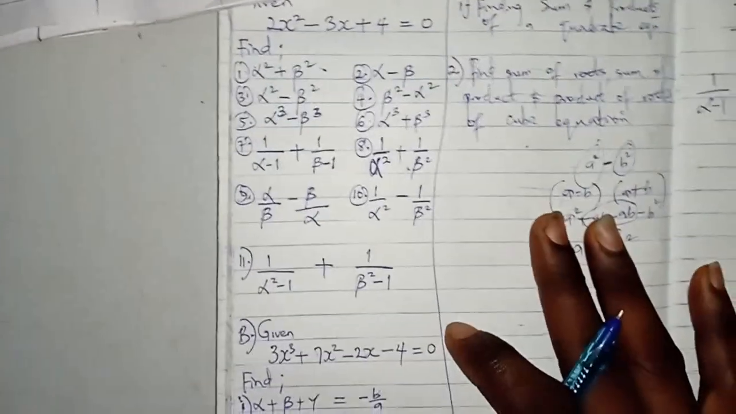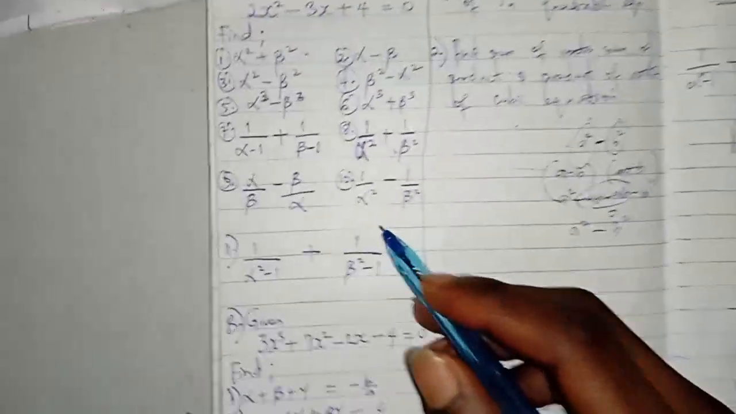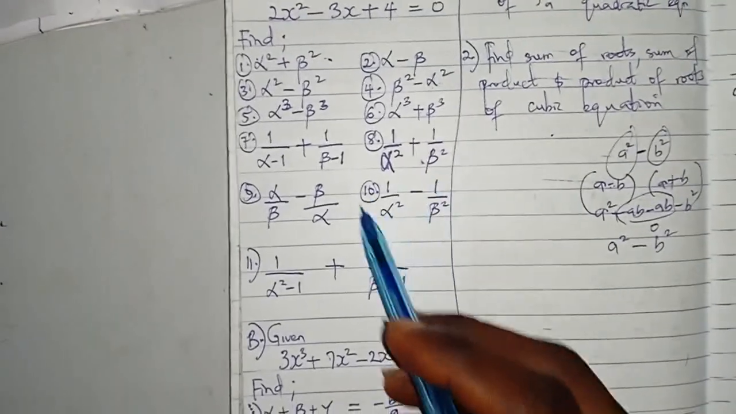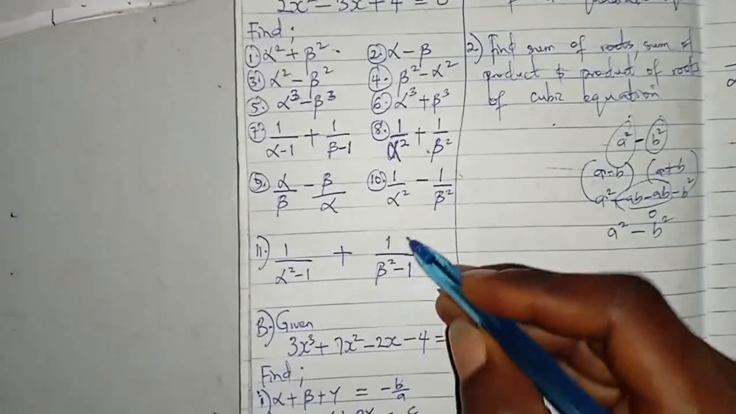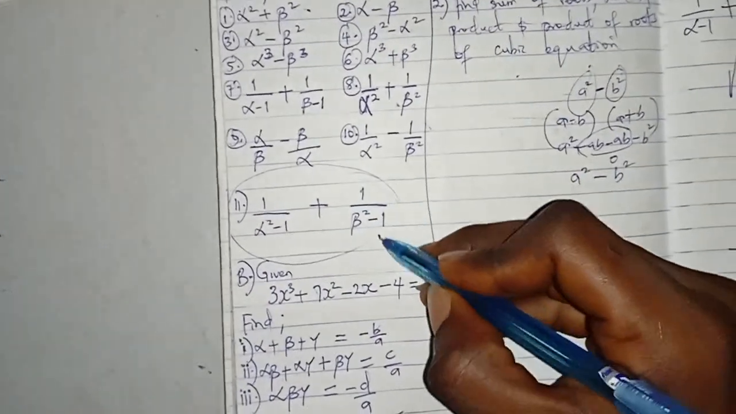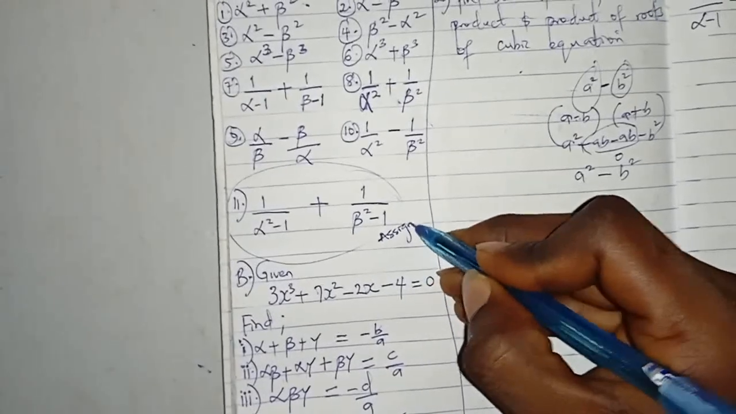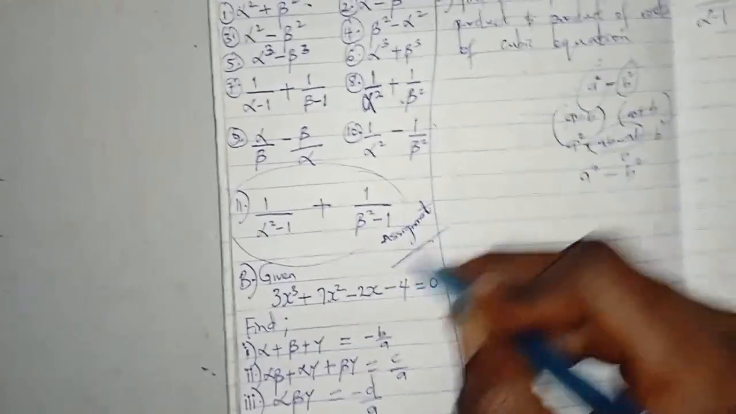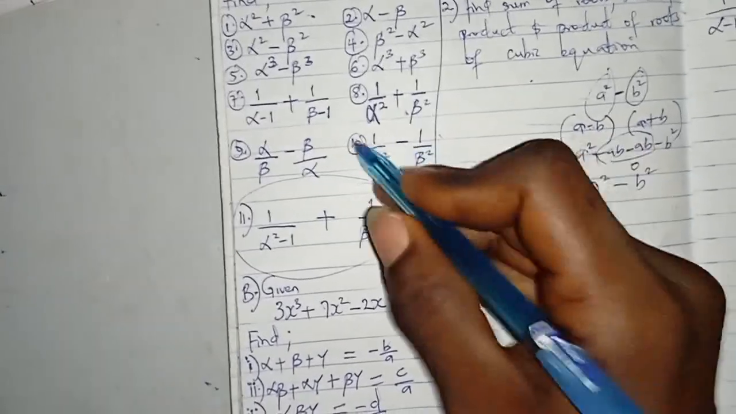Okay, so let's look at the next question. Next in line. So the next question is this and this. But this one we've solved. Remember, we've treated this one. You will take this one as your assignment. So the last one I'm solving is this one.